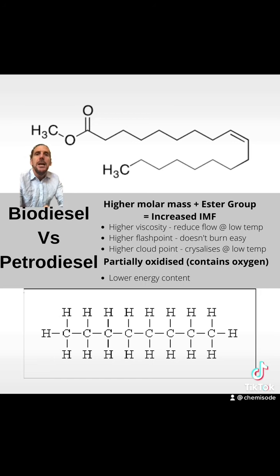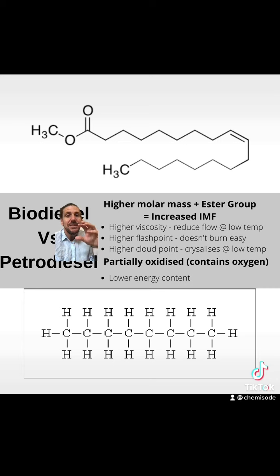Now this is a slight problem, because when you have fuels, you want a fuel to run really nicely. You want it to have a relatively low viscosity. You need it to be runny. If you have increased intermolecular forces, you're reducing the ability of the molecules to flow along fuel lines. So biodiesel has a much higher viscosity. It also has a higher flash point, because it's harder to get vapor to combust. It's also got a higher cloud point, which means it crystallizes easily because of those intermolecular forces. So in terms of intermolecular forces, biodiesel is not very good.